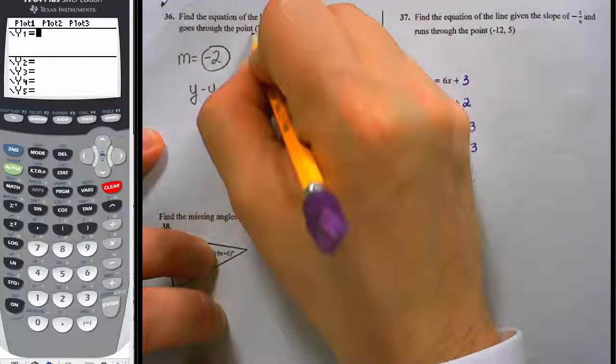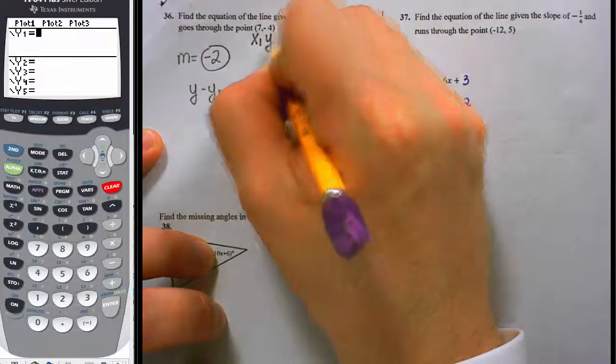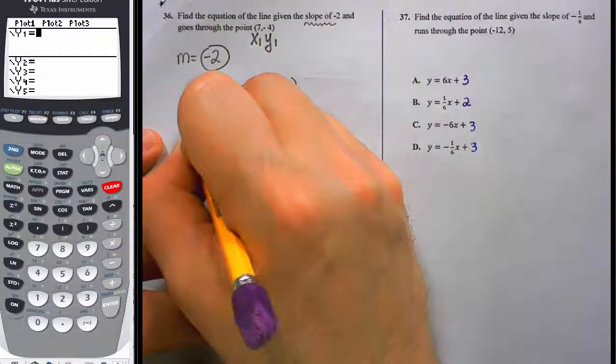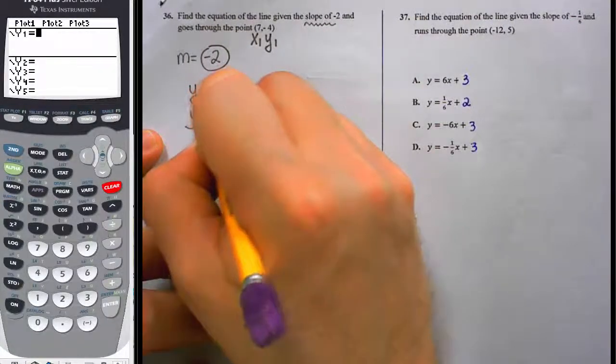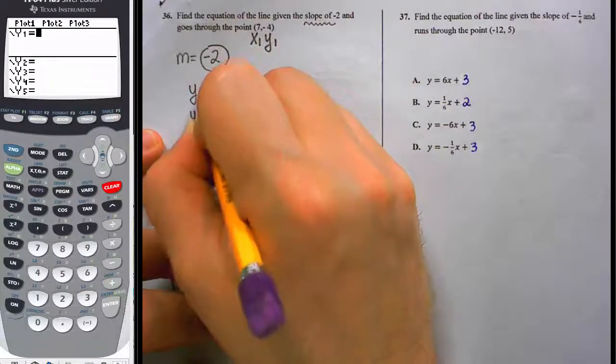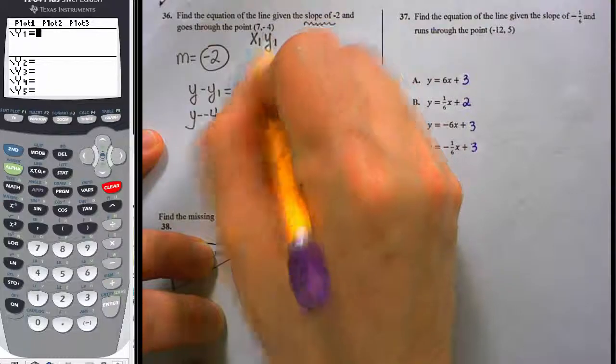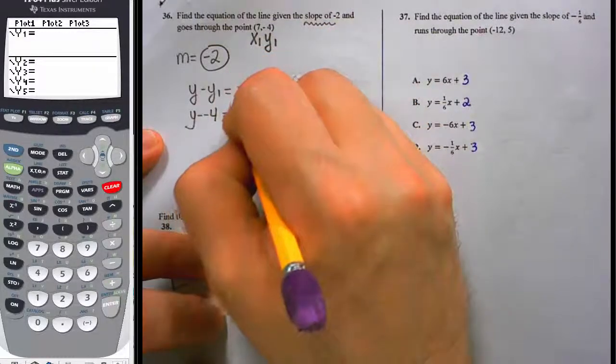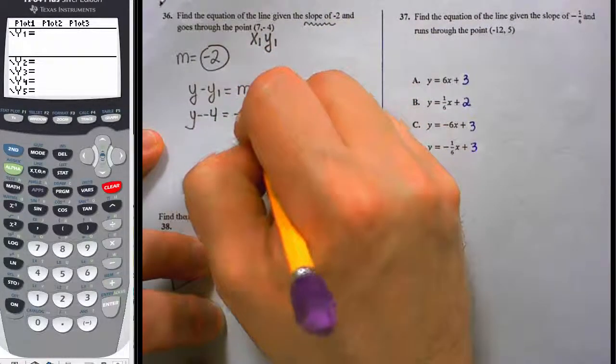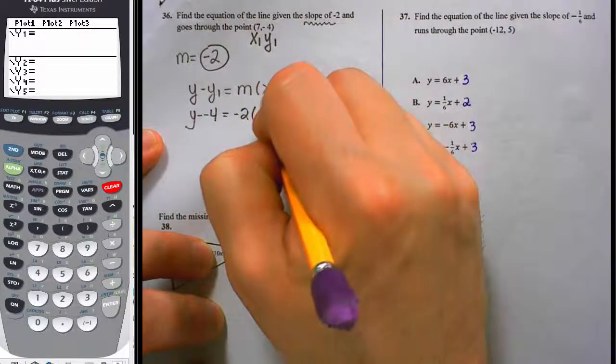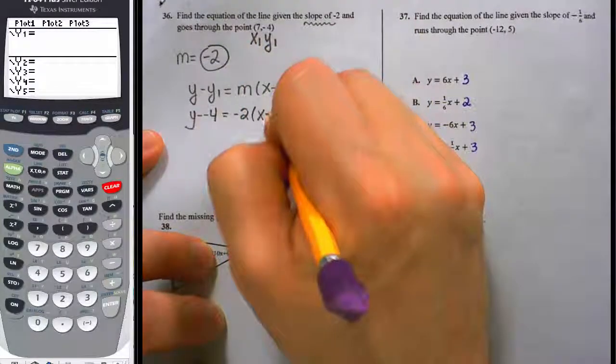Let's go ahead and label our point here. This is going to be x1, y1. And let's plug in the information. So y minus 4. Remember, the negative comes from here, and 1 comes from, plug it in, -4. The slope is going to be -2. X minus x1 is 7.